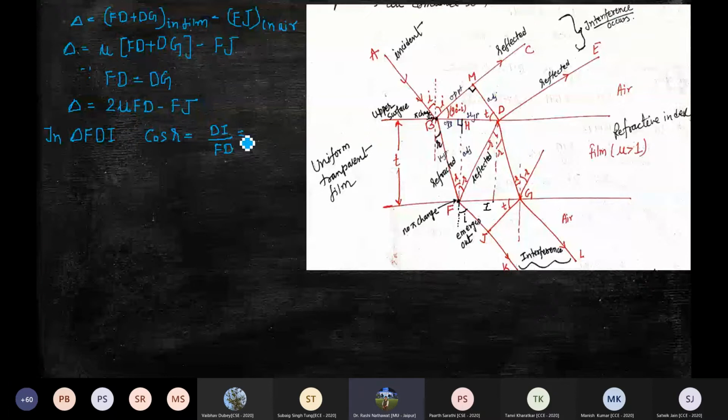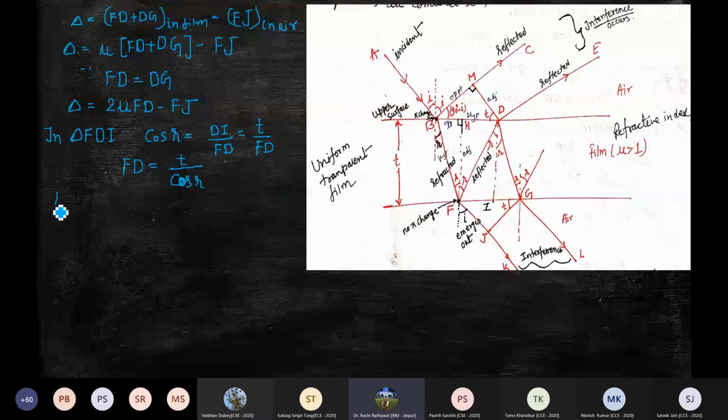And DI is the thickness T of the film. Yes, it is T. And FD will come as it is. And so we can find out FD from this formula here. This calculation is exactly similar to what we have done yesterday. There is nothing changed. The one change will come in the difference in the traveling waves. That will come later on, I will let you know. This is cos R actually. So FD is equal to T over cos R.